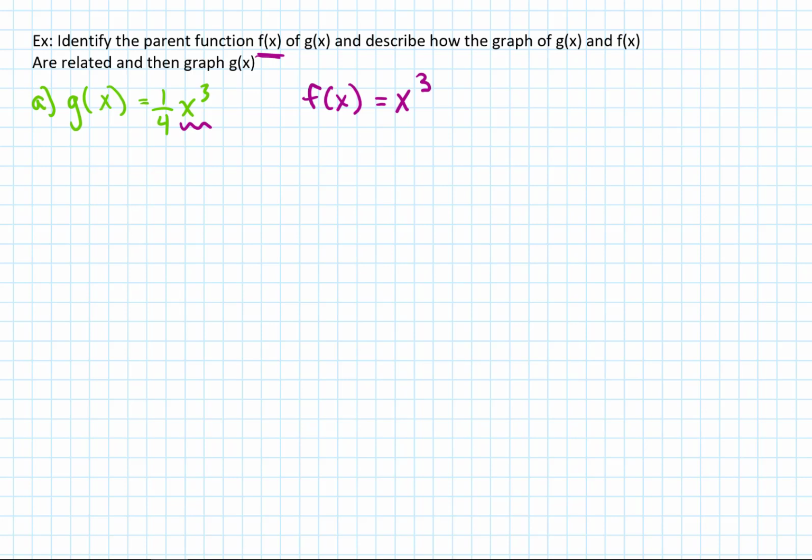In this case, we have a 1/4. So we're looking at the placement. It is on the outside of the parent function. Because it's on the outside, that means it's going to change our y values. We have a vertical because it's changing our y values. That's why it's called vertical. And we call this a compression. And that's because we're going to be multiplying the y values by 1/4.